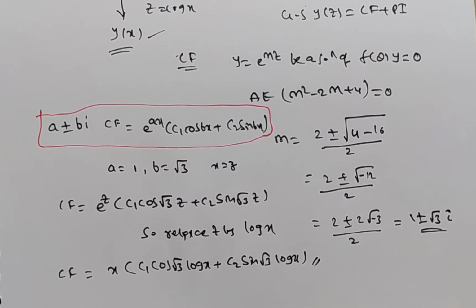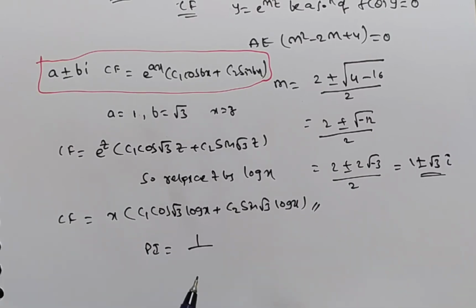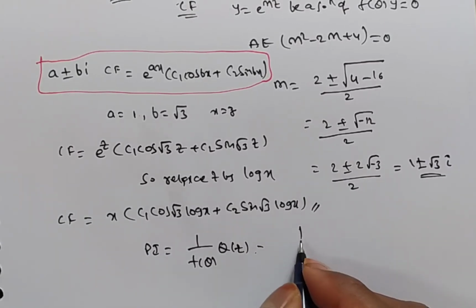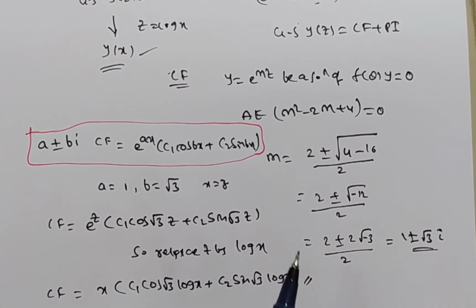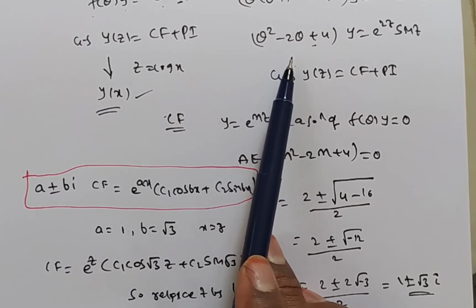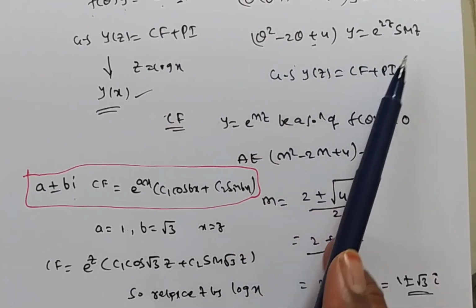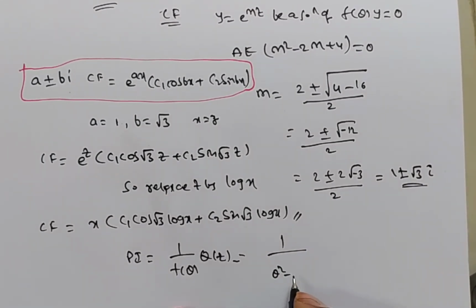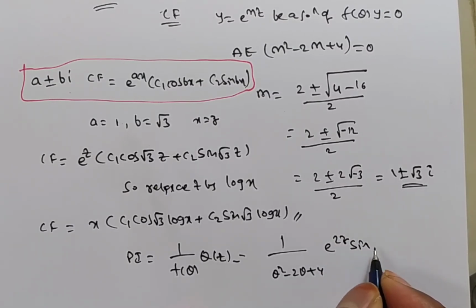Now we have to find out the particular integral. The particular integral we are denoting with PI, that is 1 by f of theta into q of z. So 1 by, what is f of theta I have? F of theta I have, that is theta square minus 2 theta plus 4, and q of z is e power 2z into sin z. Okay, this is 1 by theta square minus 2 theta plus 4 into e to the power of 2z into sin z.